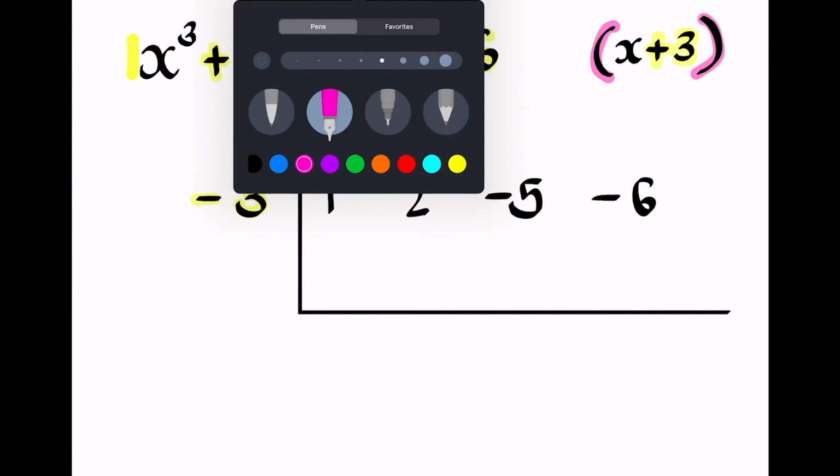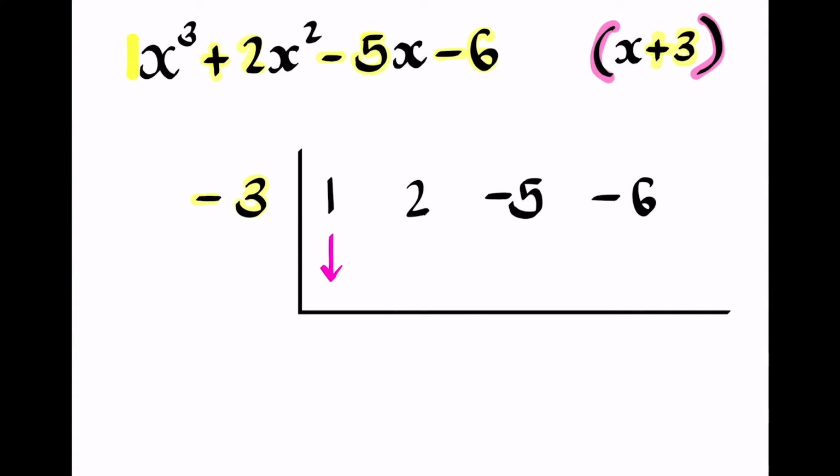So I start by carrying down my first term, which is a 1. Now I take that 1 and I'm going to multiply it with the negative 3. And 1 times negative 3 is negative 3. Then I'm going to add 2 and negative 3. And 2 and negative 3 gives me negative 1.